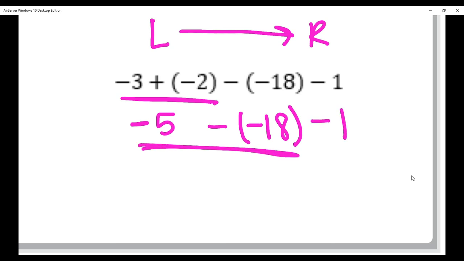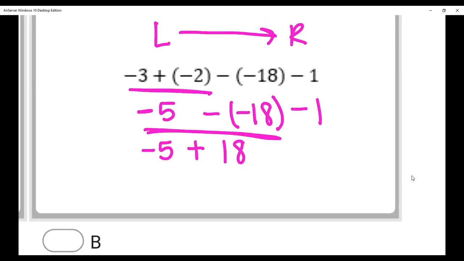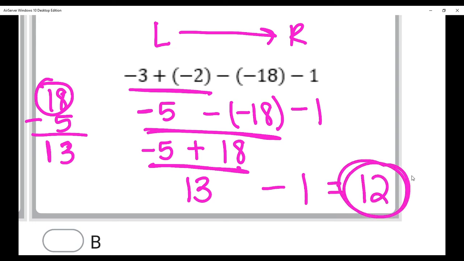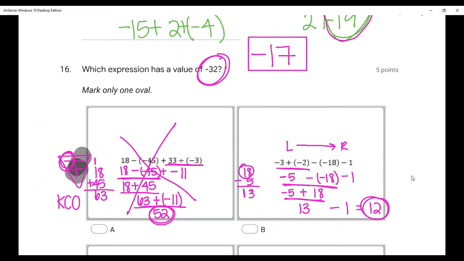This one is a subtraction, so keep, change, opposite. Keep negative 5, change the minus to a plus. Opposite of negative 18 is positive 18. So then I've got negative 5 plus 18. They're on different teams, so I subtract 18 minus 5. 8 minus 5 is 3. Bring down the 1. So it's a 13, and team positive was our winner, so it's going to stay positive. And then 13 minus 1 is 12. And that is not what I wanted. I wanted negative 32, so that is not the right answer.